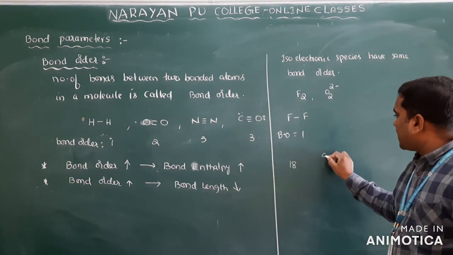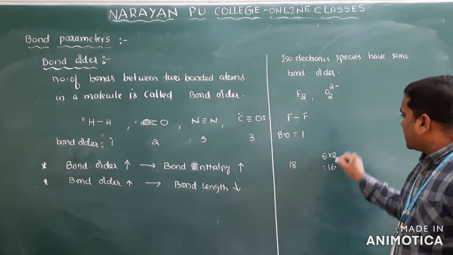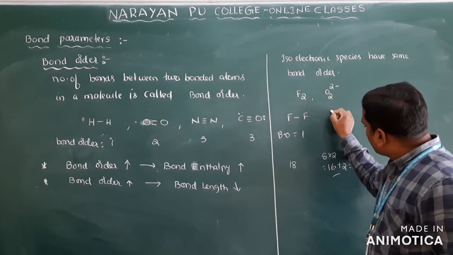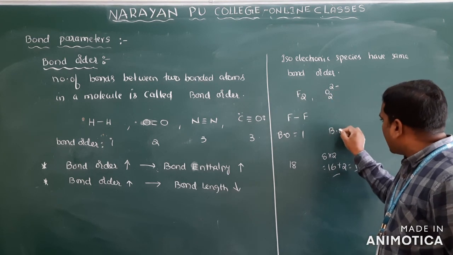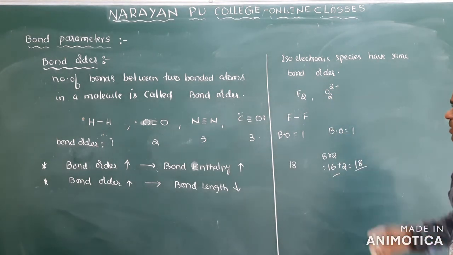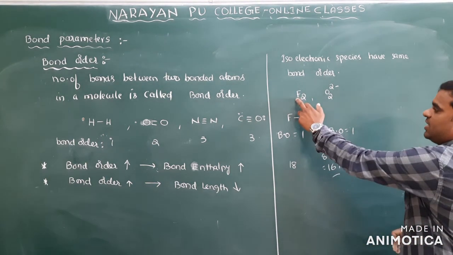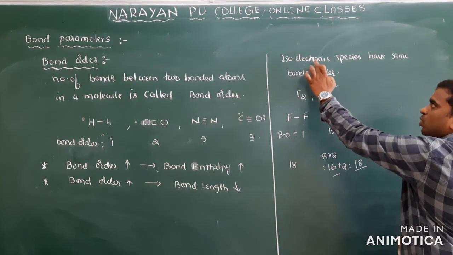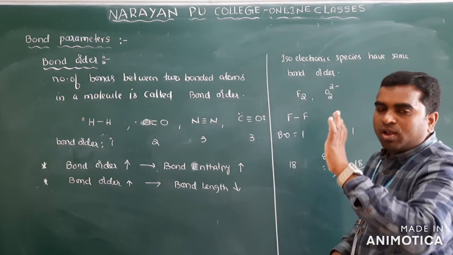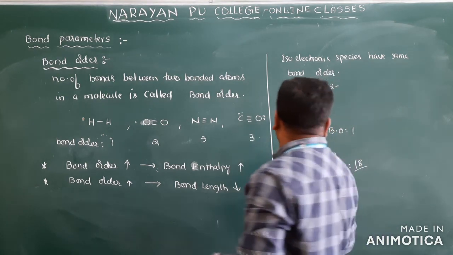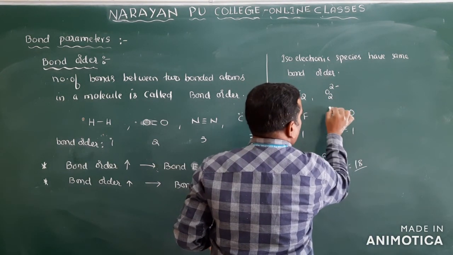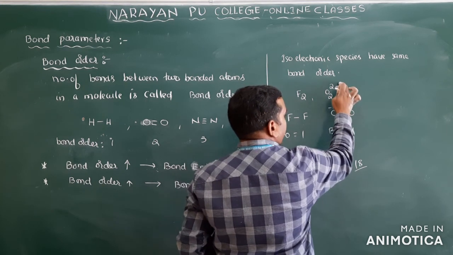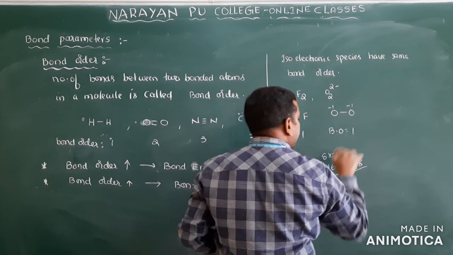Oxygen has atomic number 8. 8 into 2 is 16. Minus 2 means you have to add 2 electrons, so 18. So this O2 2 minus also has the bond order 1. If you don't know the structure, you can simply say the bond order is 1 because both have the same number of electrons. Same-electron species, isoelectronic species, will always have the same bond order. So if I write O and O with minus 1 and minus 1, making minus 2, what is the bond order here? Single bond, so it is 1.